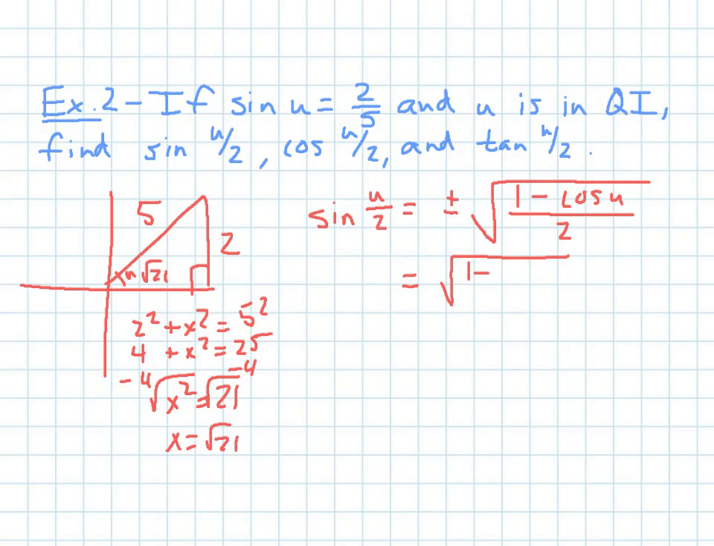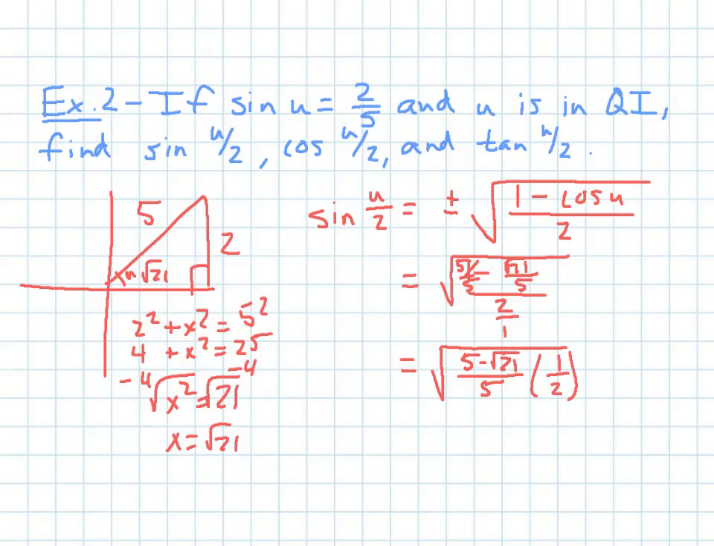1 minus the cosine is going to be square root of 21 over 5, over 2. So here, with these, you got to make common denominators in the numerator, so 5 over 5, and then multiply it by the reciprocal. So I get 5 minus square root of 21 over 5 times 1 over 2, and that gives me 5 square root of 21 over 10. So there's my sine.